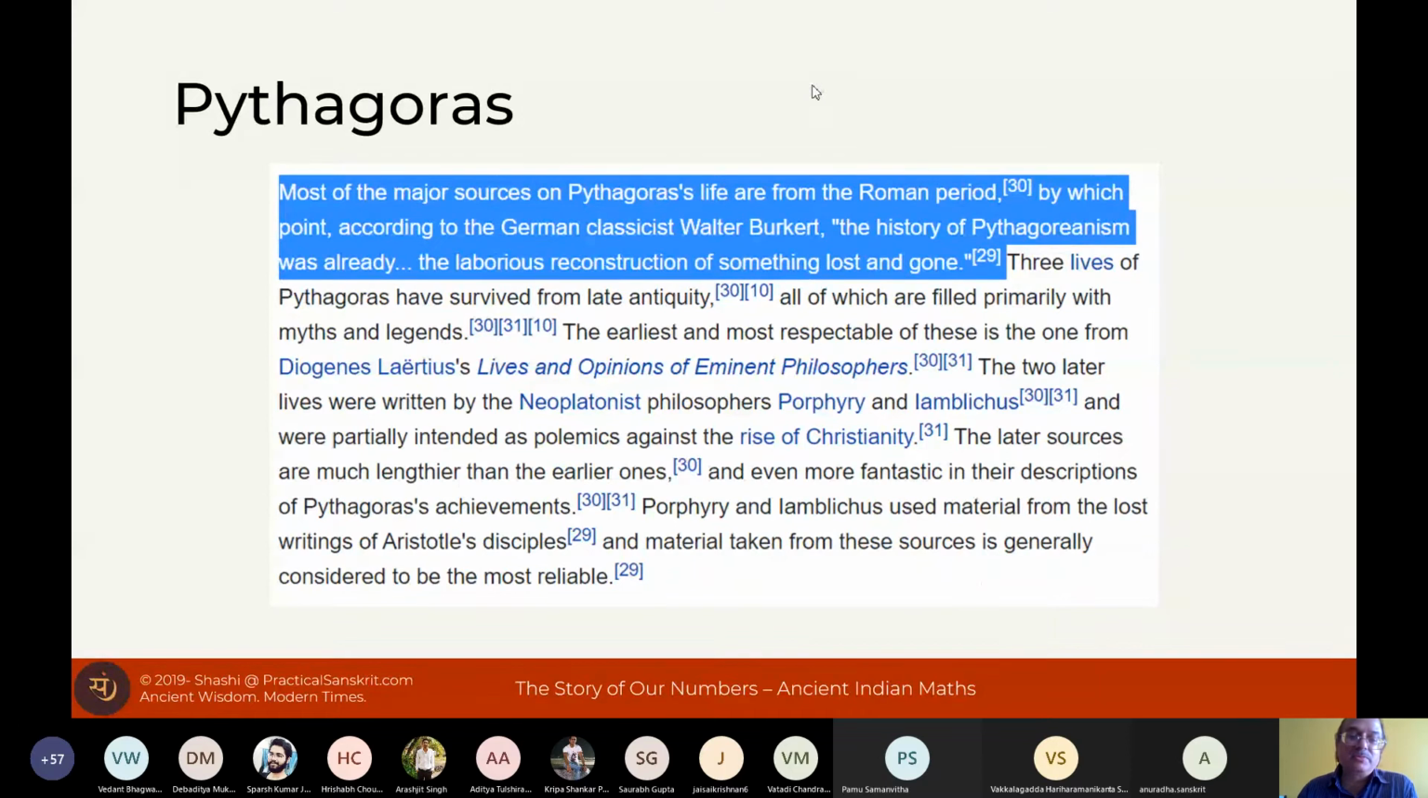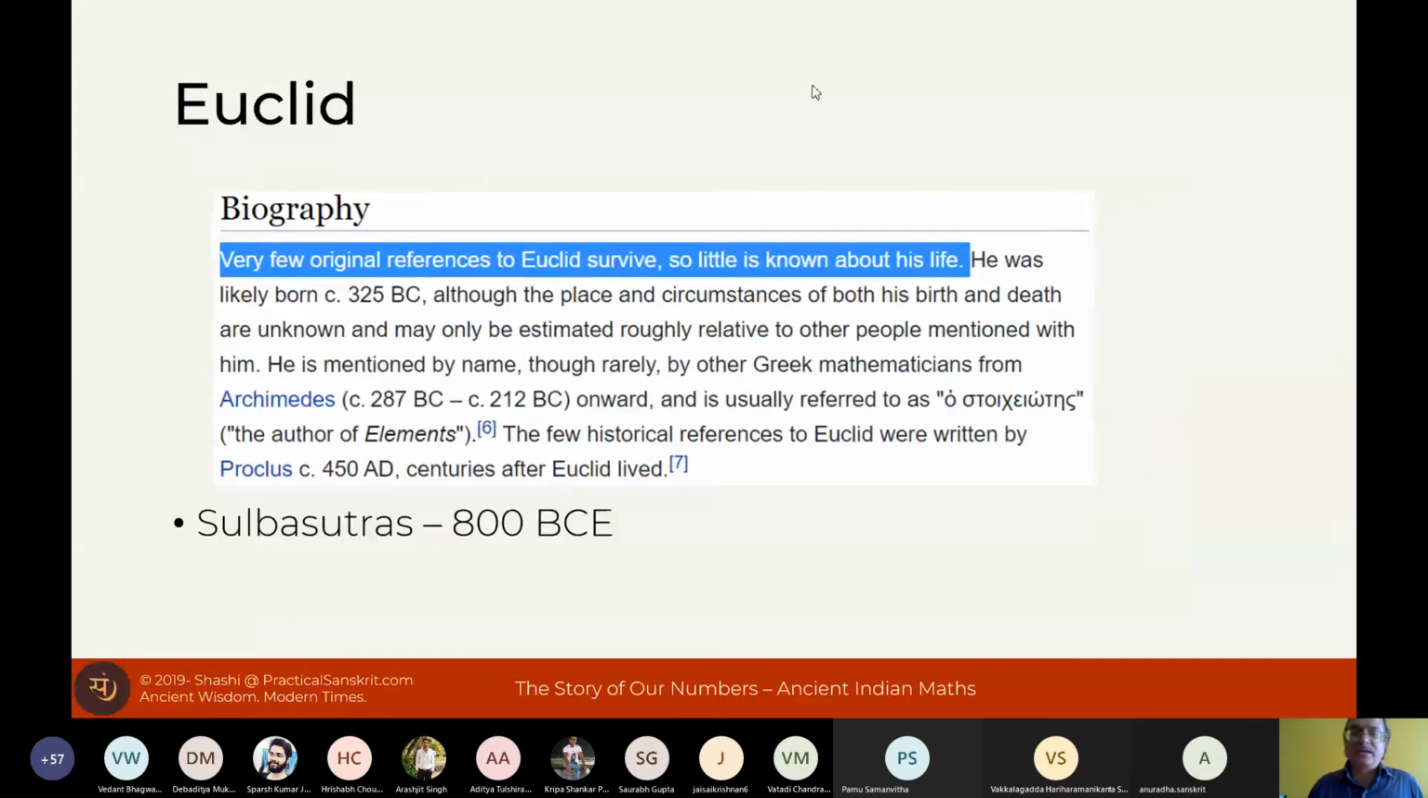Most of the major sources on Pythagoras' life are from the Roman period. Can you imagine that 500, 600, 700 years later somebody is writing, and that we take as history? By which point, according to a German classicist, the history of Pythagoreanism was already the laborious reconstruction of something lost and gone. Right? So it is not very foolproof that this is what happened.